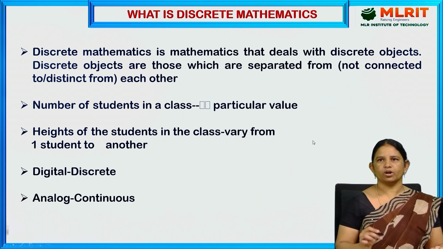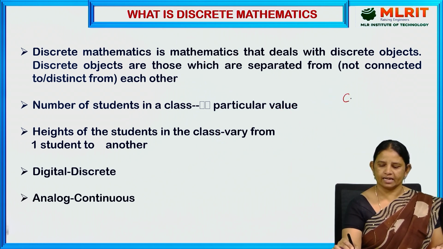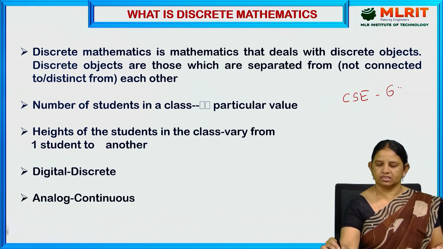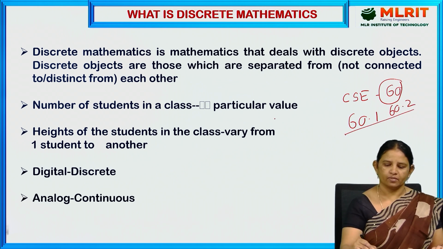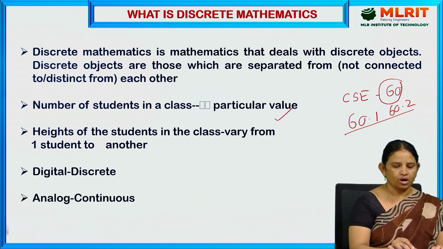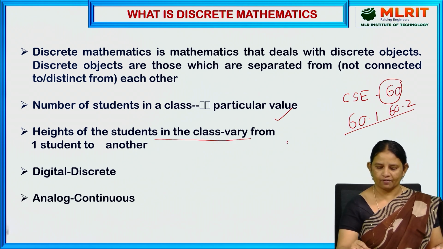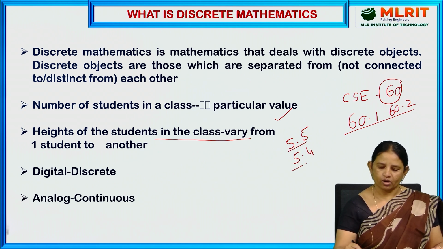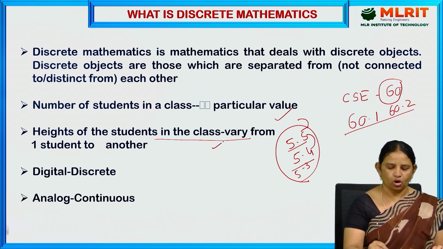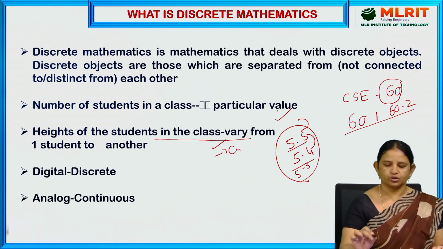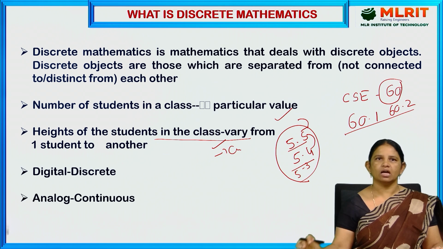Consider, for example, the number of students in a class. If you consider any class like CSE, the total strength is 60. We can say 60, but we can't say 60.1, 60.2 like that. So this is nothing but a discrete object. For example, the height of the students in a class. One student has 5.5, another student has 5.4, and there is 5.3. There is a continuity. This is a continuous object. The number of students in a class is a particular value. That is the discrete object.